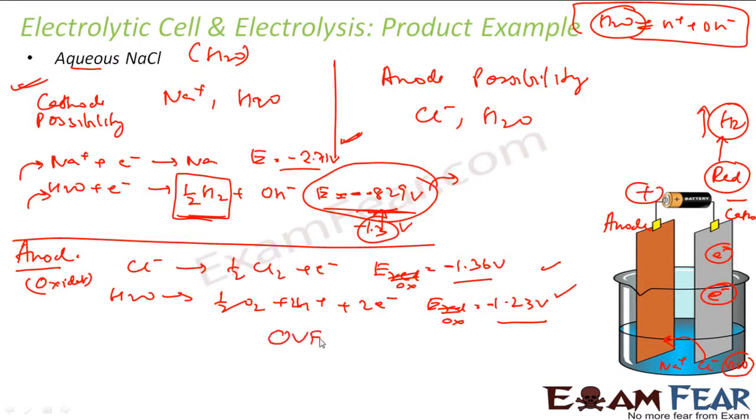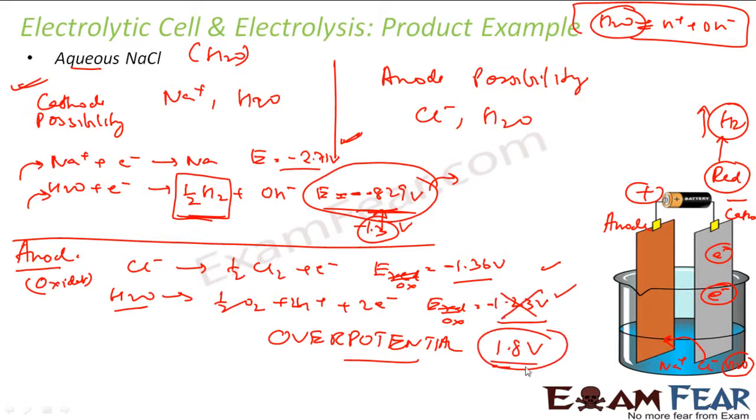We have overpotential coming here. I told you, to oxidize water it takes more than 1.8 volt minimum. So this 1.23 is actually 1.8 volt because of overpotential. Now if you compare, to oxidize water you need 1.8 volt, to oxidize chlorine you need 1.36 volt. Which will win? Obviously chlorine. So chlorine gas will come here. Little tricky question, please understand.